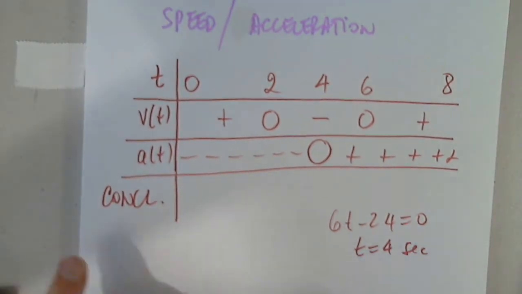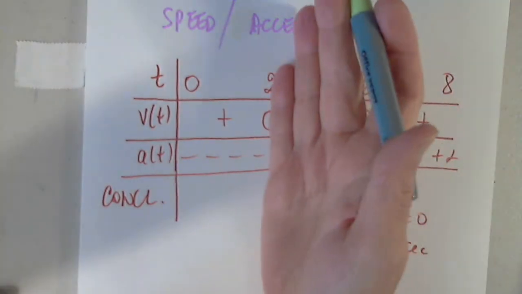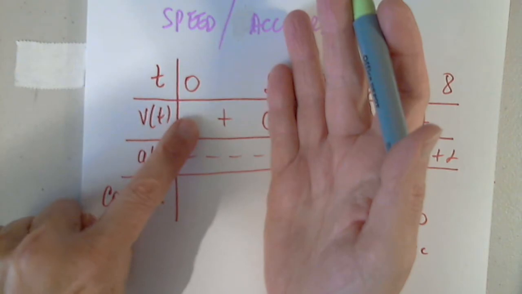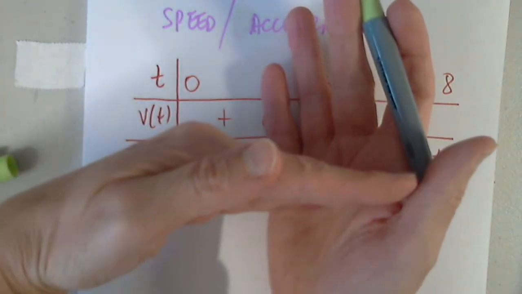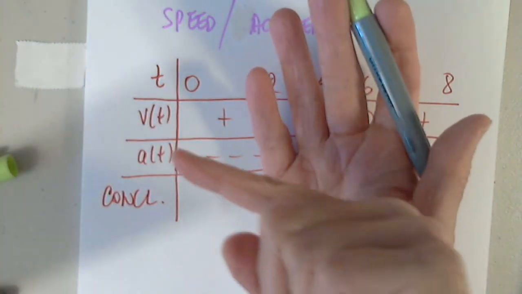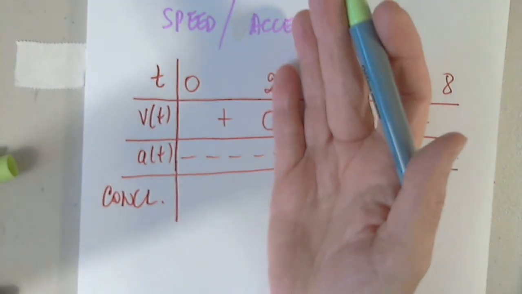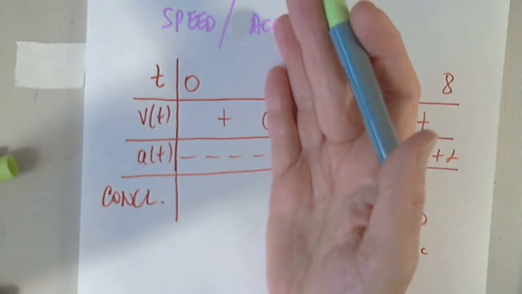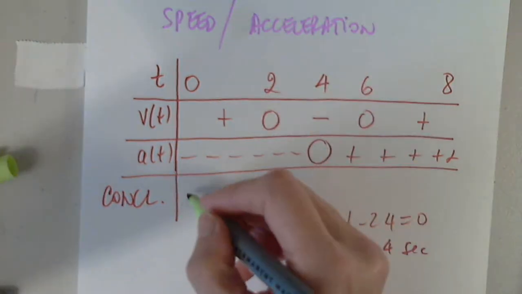So what would you say the particle is doing between 0 and 2, knowing that the velocity is going this way, but the acceleration is going this way? What will the particle do? Speed up or slow down? Slow down. Slowing down.